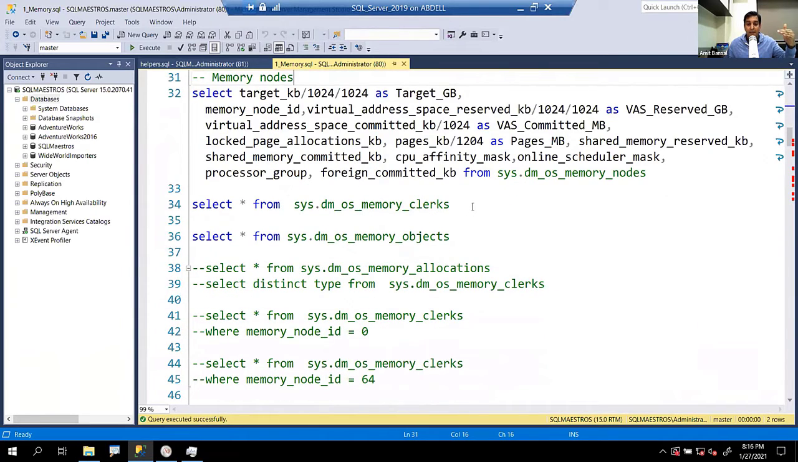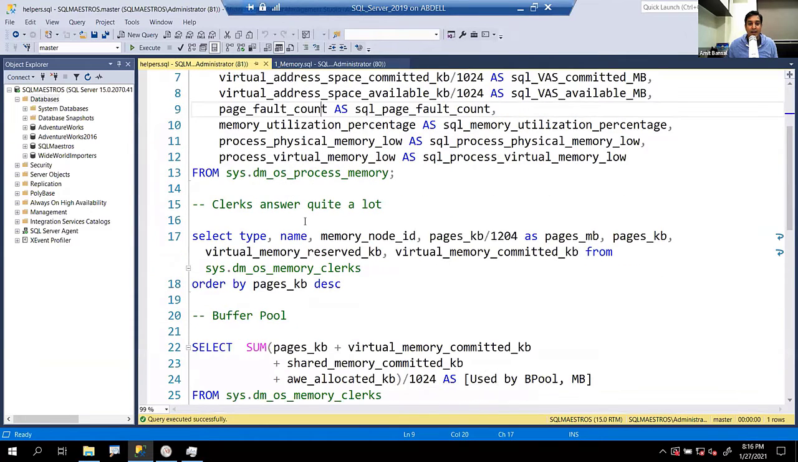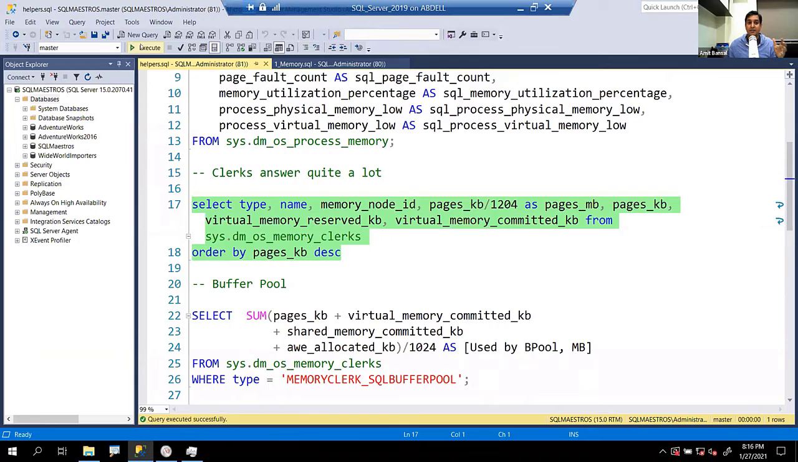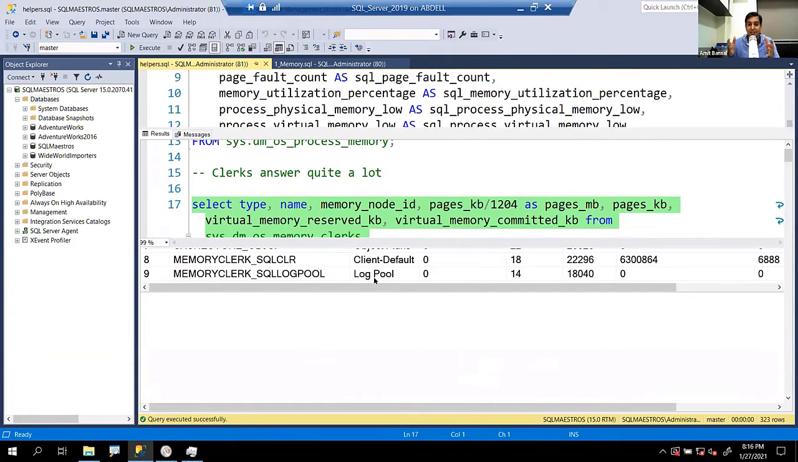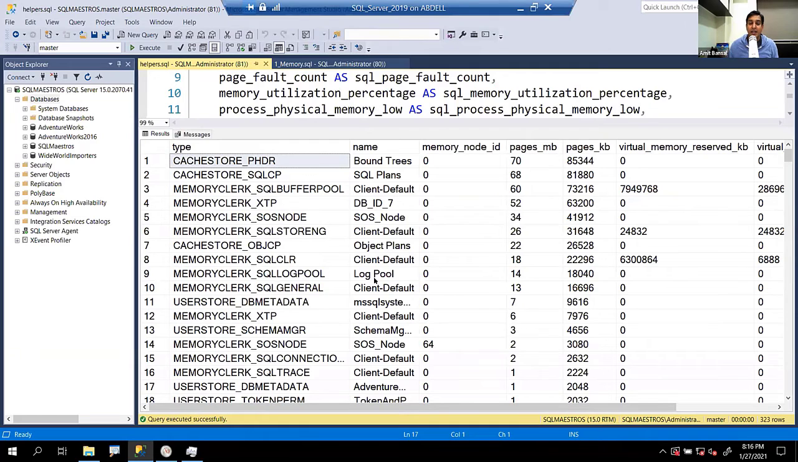Then you have the memory clerks. I will jump to the helpers section here, and let's go and look at the clerks. Now, as I said, clerks are really important. They tell you how much memory is being consumed by each component inside SQL Server. Remember, most components have their own clerks, but some components do not have their clerks, and they get their memory allocation via the general clerk. And we'll see that in the example.